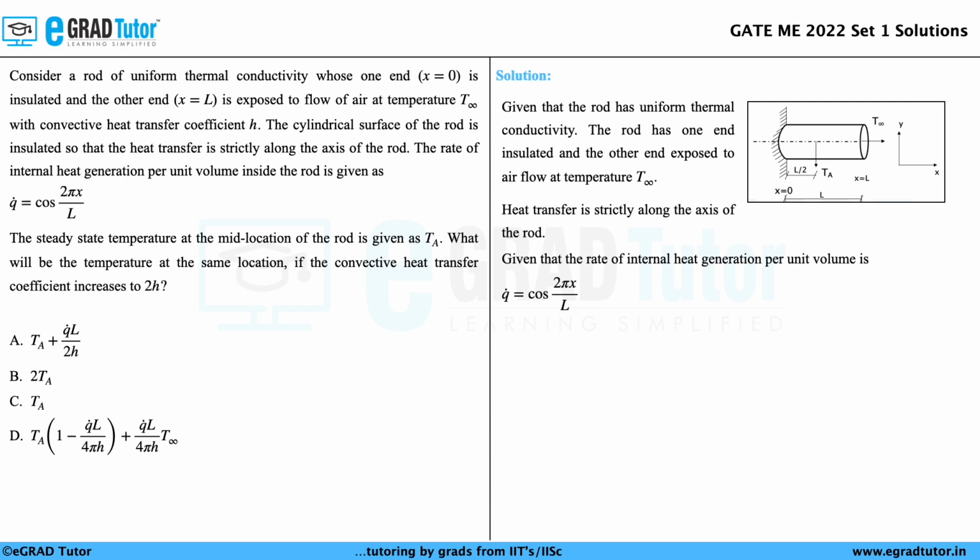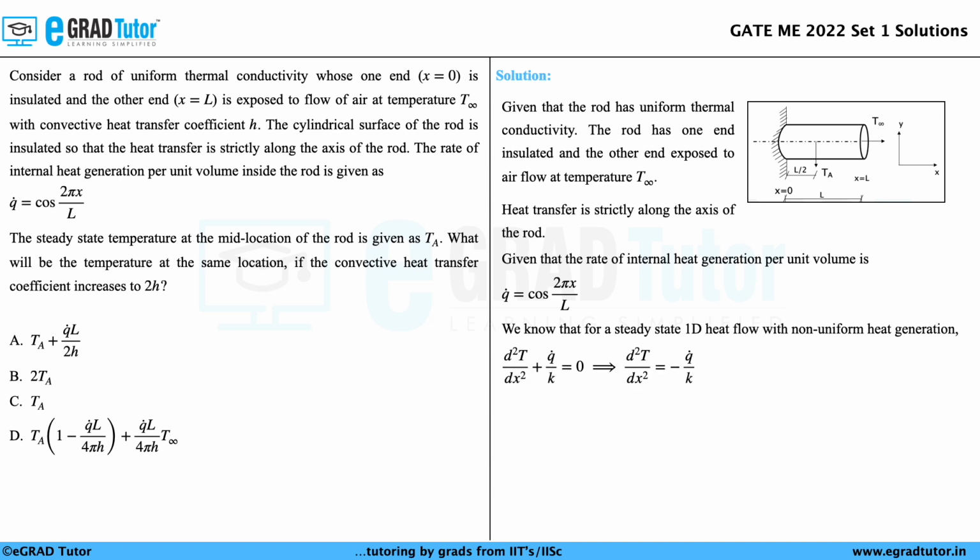From the basics of heat transfer, we know that for a steady state one-dimensional heat flow with non-uniform heat generation, the governing equation is d squared T by dx squared plus q dot by k is equal to 0. Sending q dot by k to the right hand side gives d squared T by dx squared is equal to minus q dot by k. Integrating this equation on both sides, that is, integral d squared T by dx squared is equal to integral minus q dot by k dx.